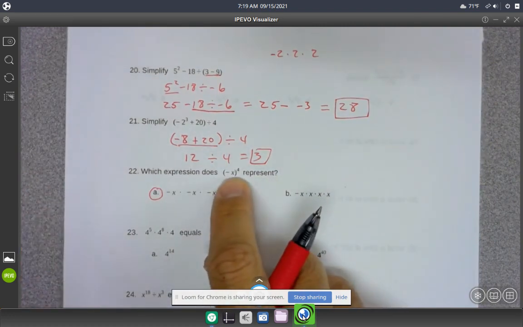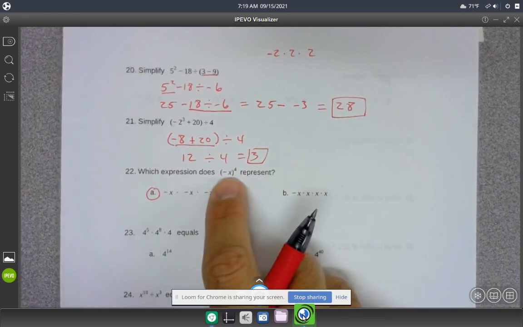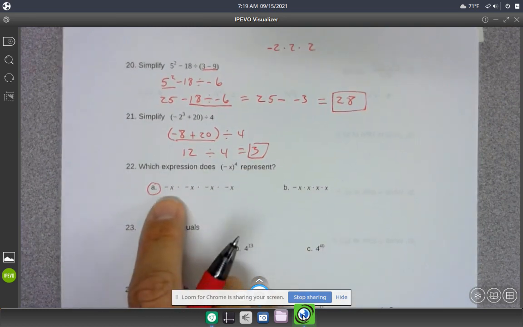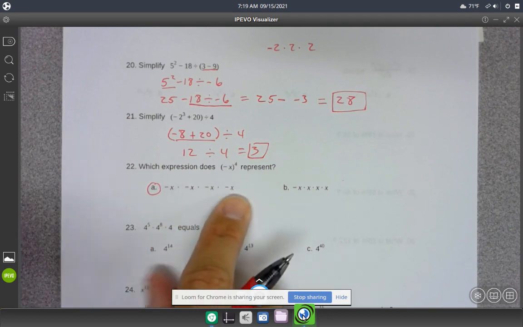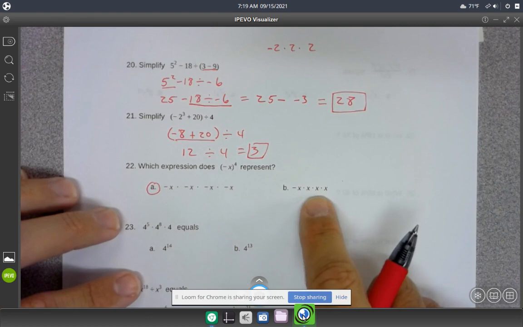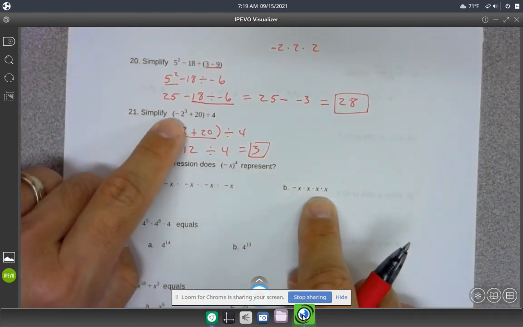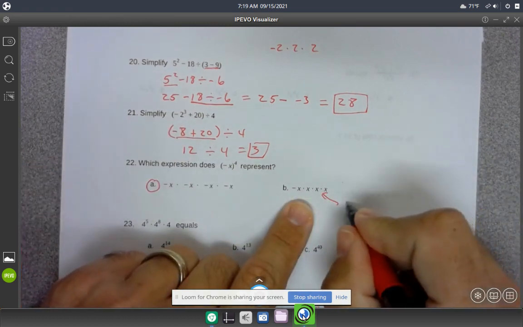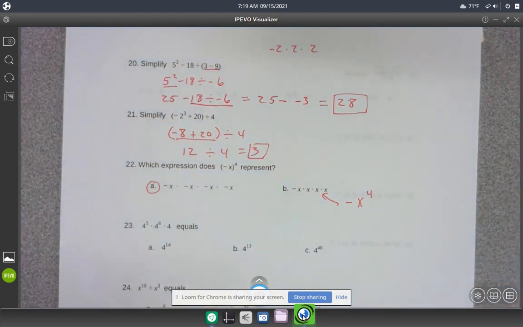So in this case, that exponent does apply to the negative because everything inside the parentheses is being raised to the fourth power. So it's literally all of that stuff multiplied by itself 4 times. This one over here would be kind of like that negative 2 to the third power was. This one would be 1 negative and an x to the fourth. That's the difference there.